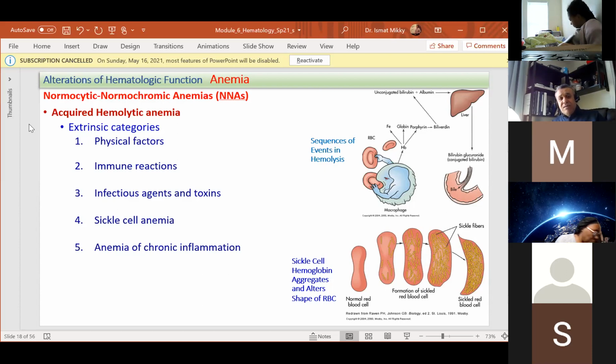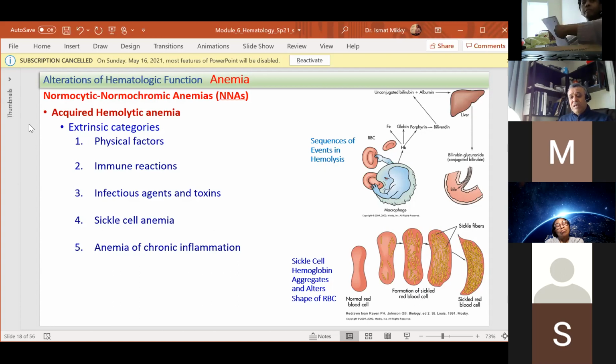The intrinsic factors, like for example, sickle cell anemia, and you will cover this in PEDS class. It's a congenital autosomal recessive disorder in which the hemoglobin S produced, HbS, causes the RBC to become elongated, a different shape, stiff, and very easy to clump and result in blood clots and thromboses.